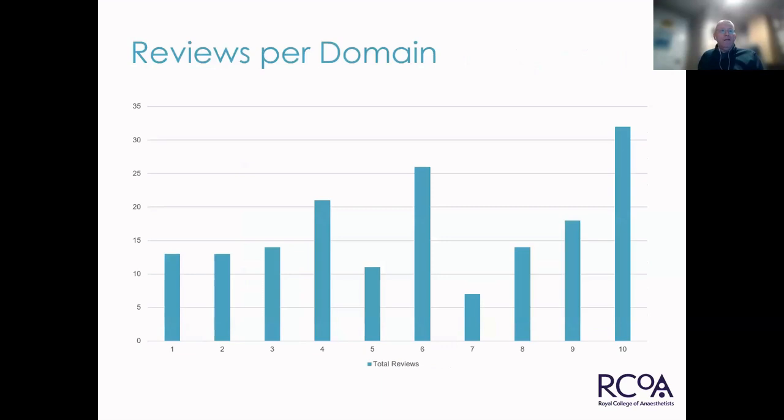Looking at the number of reviews per domain, you'll see there that domain 10, the leadership, is the one which generates the largest number of reviews, and then just behind that is the teaching domain. The publications is the smallest number, and that's mainly because you've either got a publication or you don't, and therefore that's a little bit more difficult to request a review.